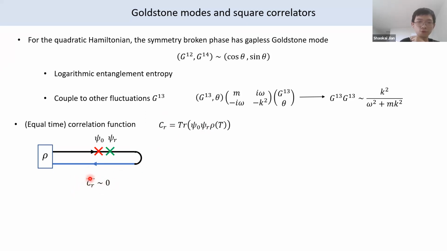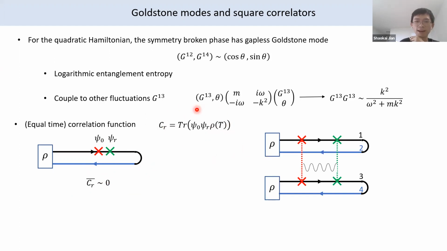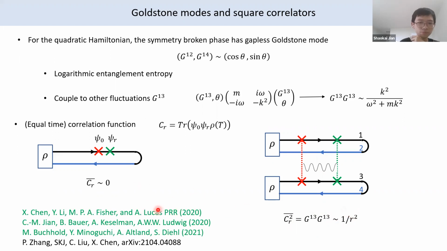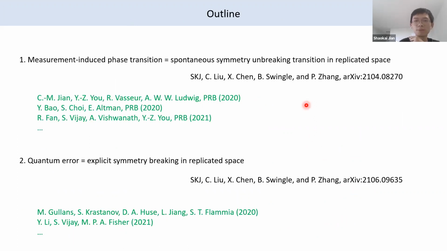If we take the average over measurement outcomes, as well as the average over the Brownian randomness, this is 0 because it just averages out. However, if we consider the square of this, the correlation squared, then the fermion can excite the G13 field. And because it is coupled to the Goldstone mode, the correlation of the squared correlator will be power law-like. This explains various numerical calculations observing this power law decaying correlation square. So that's basically the first part.